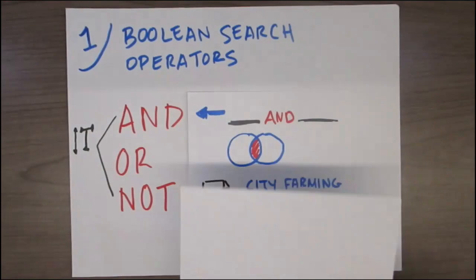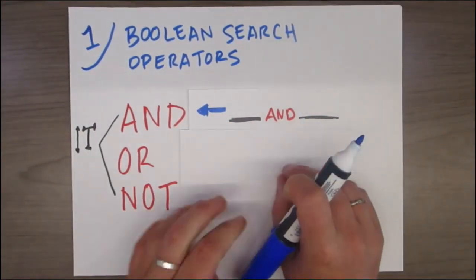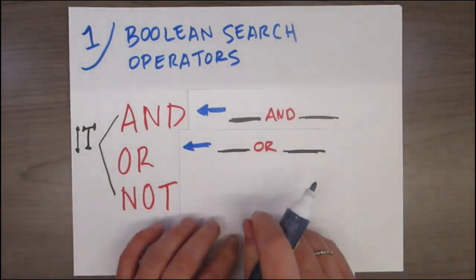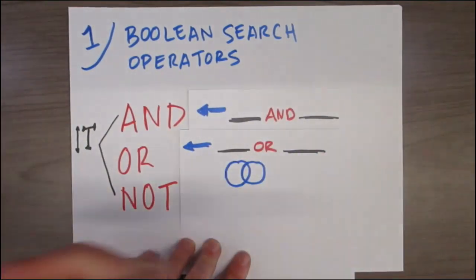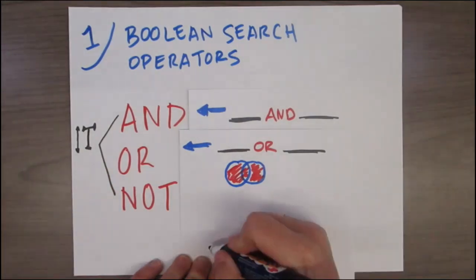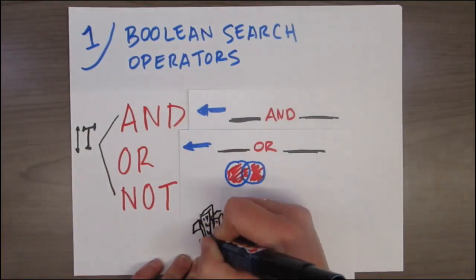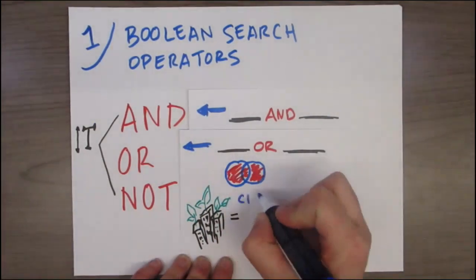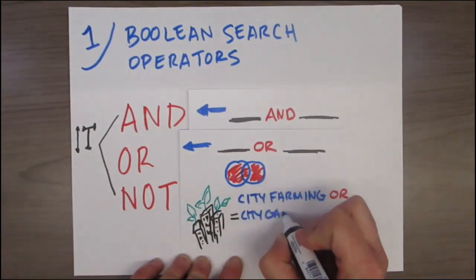The OR Boolean search operator allows for searching by synonyms or related terms. It allows you to broaden your search by looking for information that has any of the terms used in your OR construction. For example, searching using the synonyms city farming OR city gardening OR urban agriculture will return articles about this method using any of these terms that we have included in our search.